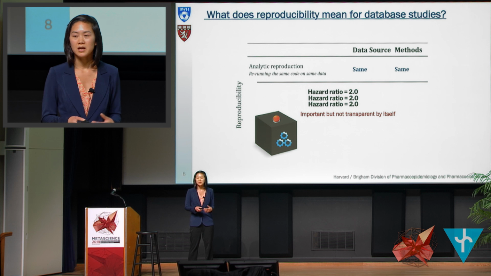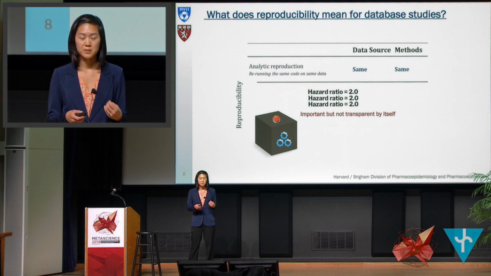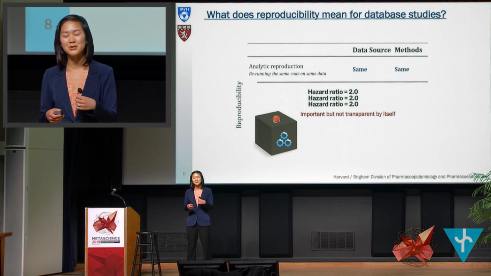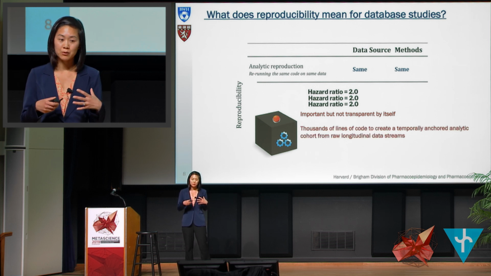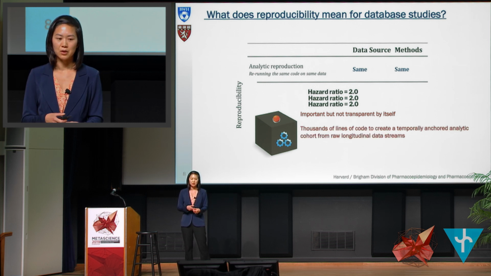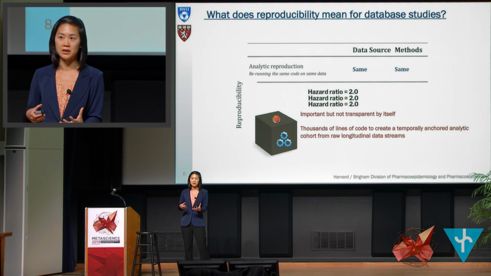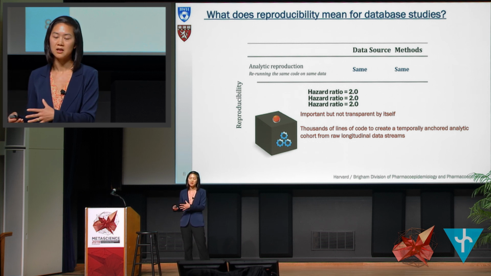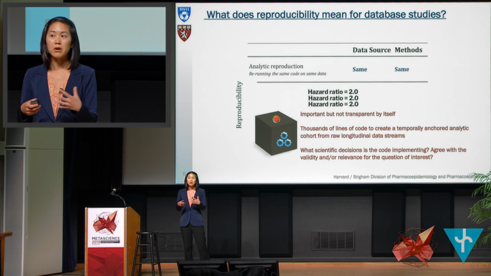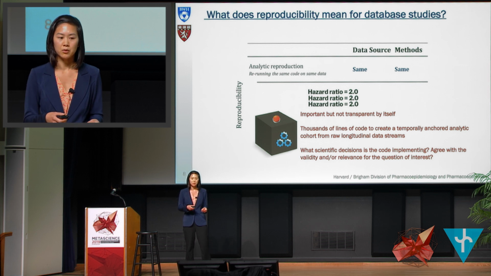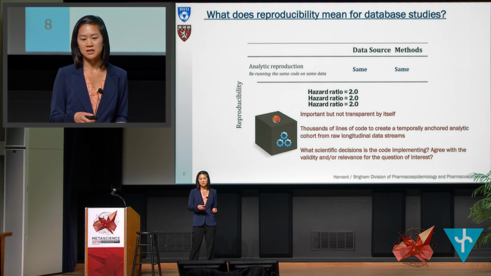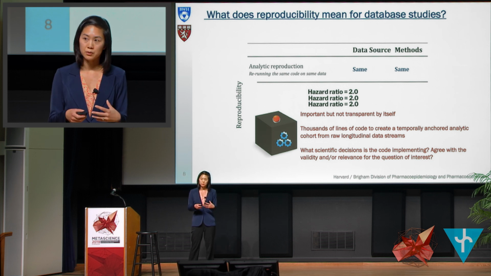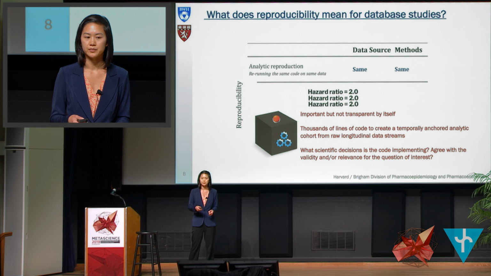And this is an important type of reproducibility, but it is not in and of itself transparent, because it can require literally thousands of lines of code to create an appropriately temporally anchored analytic cohort from the source data. And without clear natural language descriptions about what scientific decisions are being implemented, reviewers and decision makers can have difficulty determining whether or not they agree with the validity of those choices.